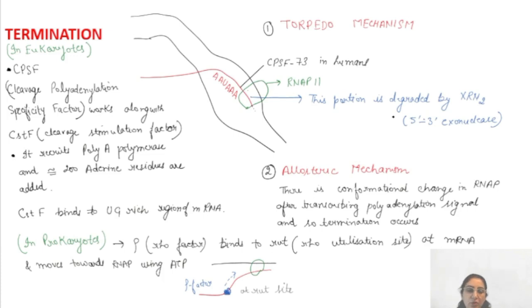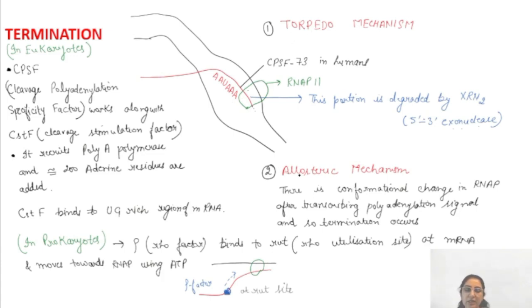So first, what are the exonucleases? These are the enzymes which remove the nucleotides from one end only. Now here we have got this end free. So first it removes the nucleotides from this end, then one more, then one more. In this way it degrades this whole chain. So this is how transcription is terminated in eukaryotes with the help of the torpedo mechanism.